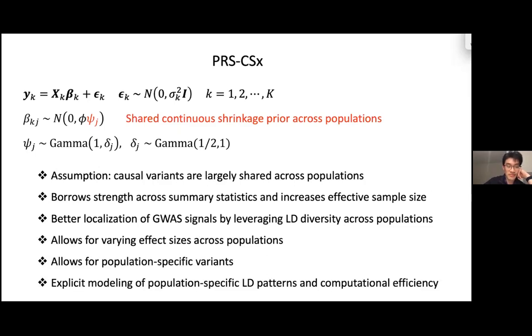Although we use this shared prior across populations, the effect size for a SNP is still allowed to vary across populations, which we believe gives the model more flexibility. We don't constrain the effect size to be the same across populations. We also allow for population-specific variants, meaning that if a SNP is available in one population but absent in other populations due to, for example, low frequency, we still include the SNP in the model. Although in this case there are no effects to couple, we still include the SNPs in the modeling. Finally, PRS-CSx inherits many features from PRS-CS. It allows for multivariate modeling of LD patterns using population-specific reference panels and is also computationally efficient.